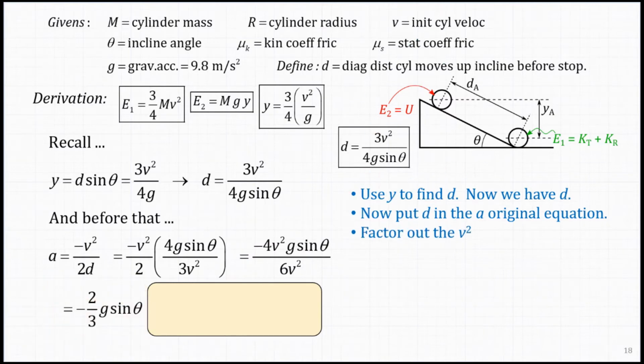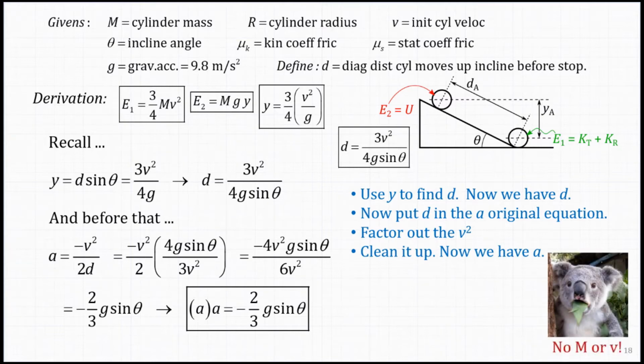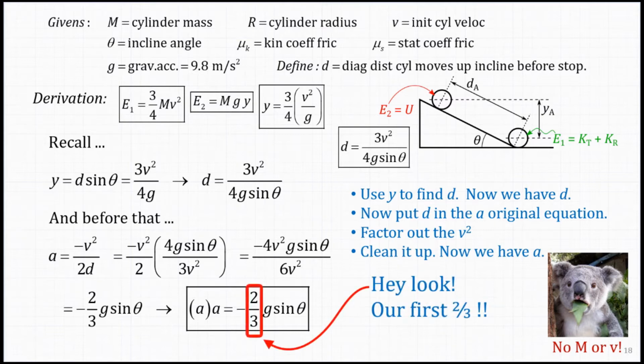Get rid of those v squares. And then we get our final answer for part A, the deceleration, as the cylinder rolls up the hill. Yes, it had no mass or velocity in there at all. It seems that mass and velocity of the cylinder don't actually matter. And by the way, look, it's our first 2/3.